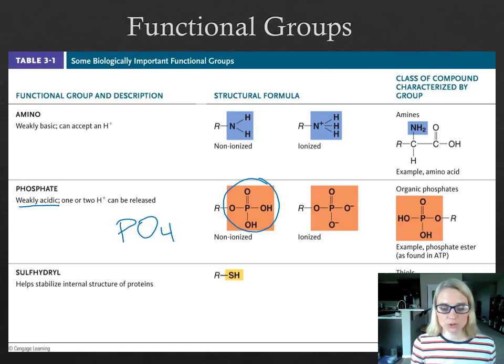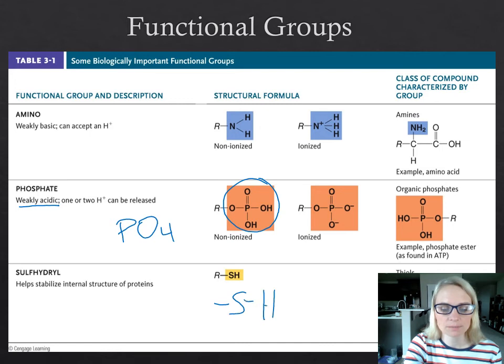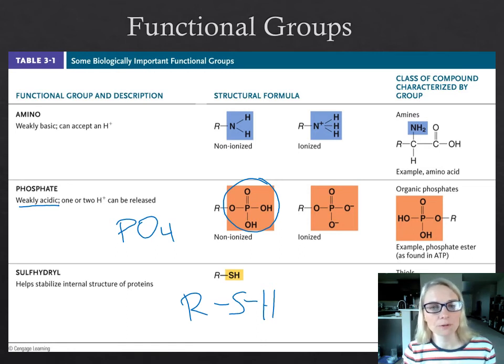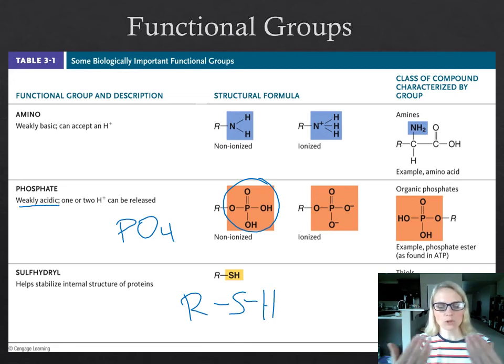And then our last functional group is called sulfhydryl. It's basically a sulfur bonded to a hydrogen connected to some kind of carbon, some kind of R group. And because sulfur and hydrogen are not very electronegative, this can give some polar properties to it. But what we're really going to be seeing these sulfhydryl groups in are what we call disulfide bonds, where the 2 sulfur groups come in and actually bond to each other. They help give structural strength and integrity to proteins.